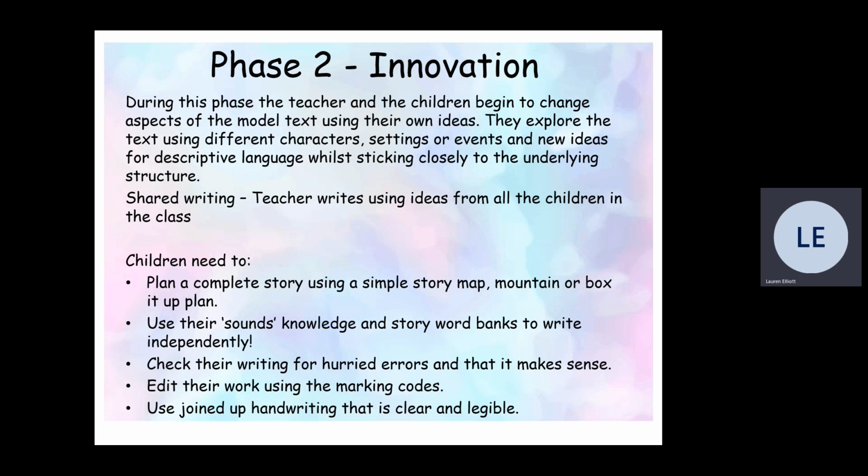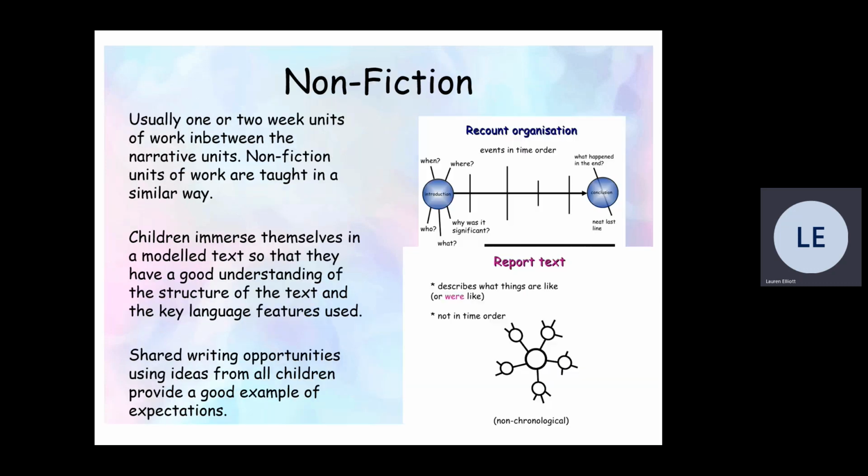They should check their writing for any hurried errors and make sure it makes sense. Edit their work, making use of those marking codes. So you might have heard the children talking about marking codes. They're things that we write, things like SP in the margin for spelling or T for tense that they might need to change. We use joined up handwriting that is legible and clear. So that's what the children need to do, and teachers will model this as well. We'll talk about handwriting a little bit more in just a moment.